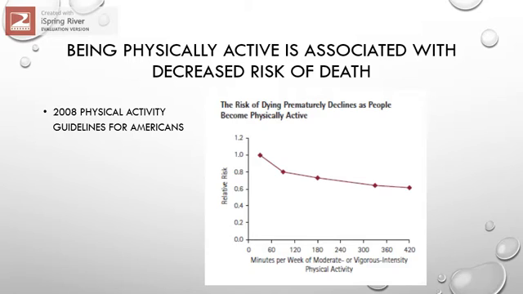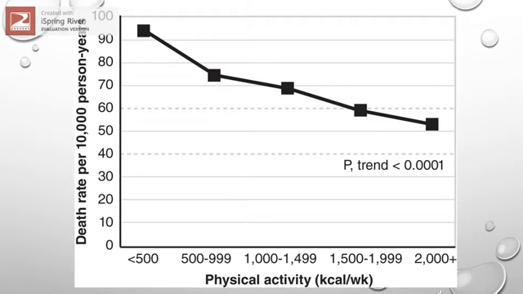The risk of dying prematurely declines as people are more physically active. On the x-axis is physical activity in kilocalories per week. So if you get less than 500 kcals per week of physical activity, then that's the lowest group, and all the way up to 2,000 plus. And so you see this nice stair step. That would be a dose response in terms of the causal criteria. The more physical activity you do, the lower the death rate.